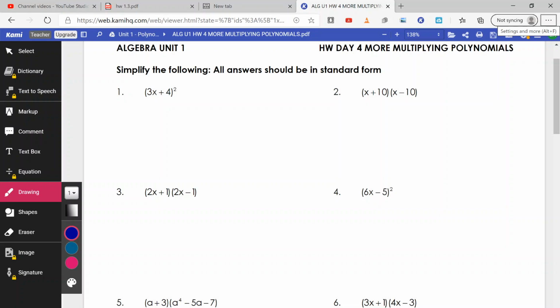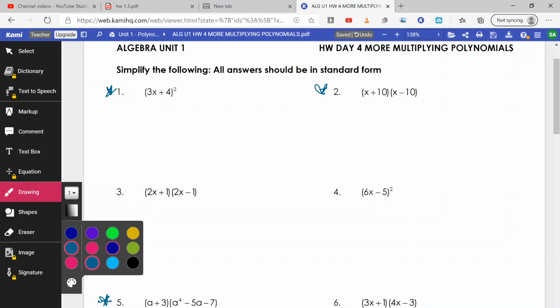I'm going to go over one problem of each style, so that you're more familiar with it and you can do the rest on your own. Here we have 3. I'm going to do number 1, I'm going to do number 2, and I'm going to end up doing number 5 as well, since 5 is a little more involved. So number 1, I give you 3x plus 4 to the second.